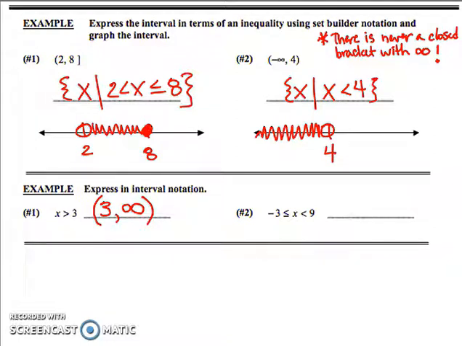The next one, x lives between negative 3 and positive 9. It's greater than or equal to negative 3. So our lower endpoint is negative 3, and negative 3 is included, so we're going to do a square bracket on negative 3, comma. Our upper limit is positive 9, but 9 is not included, so we're going to do a rounded bracket on 9.